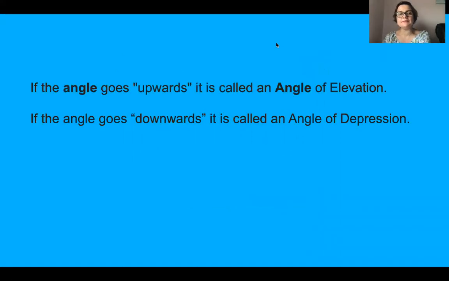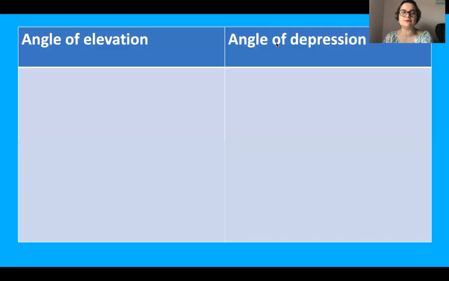Now here, you might have learned that if the angle goes upwards, it's called the angle of elevation. If it goes downwards, it's called the angle of depression. So where is this angle? How does the angle go upwards or downwards? I am going to explain here so that you can see the difference between how it goes upwards or downwards, angle of elevation.